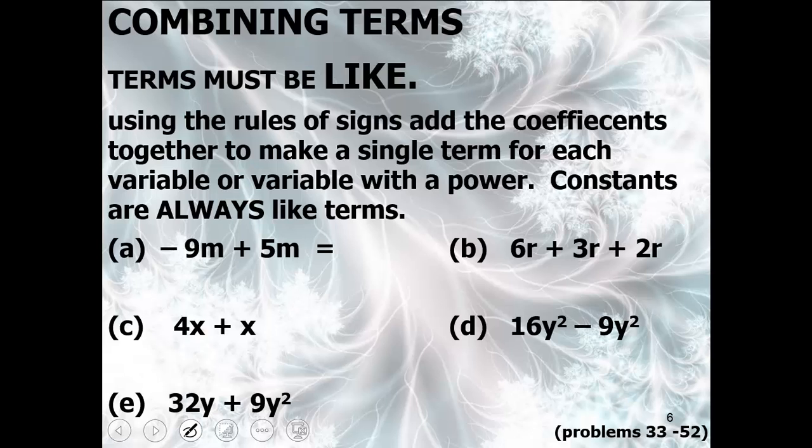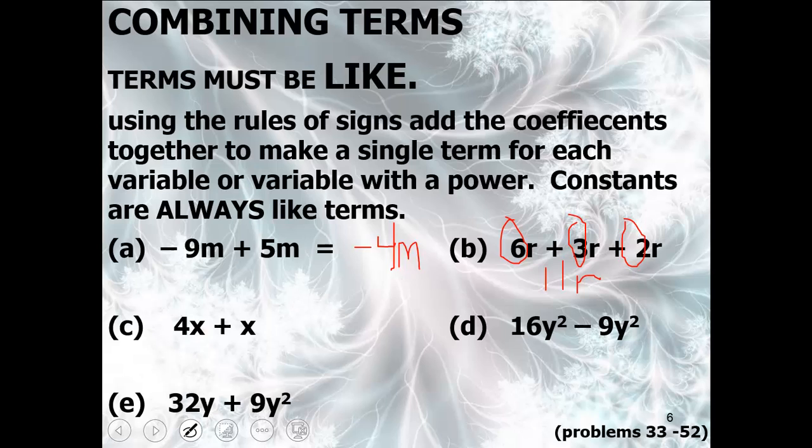So I have a negative 9m plus 5m. Both of these are m terms, so I can combine them. So I have 9 negatives and 5 positive m's. So this would be negative 4m. In example B, I have 6r plus 3r plus 2r. All of my terms are r to the first power, so I can just add those coefficients together. I get 6 plus 3 plus 2, that's 11r.